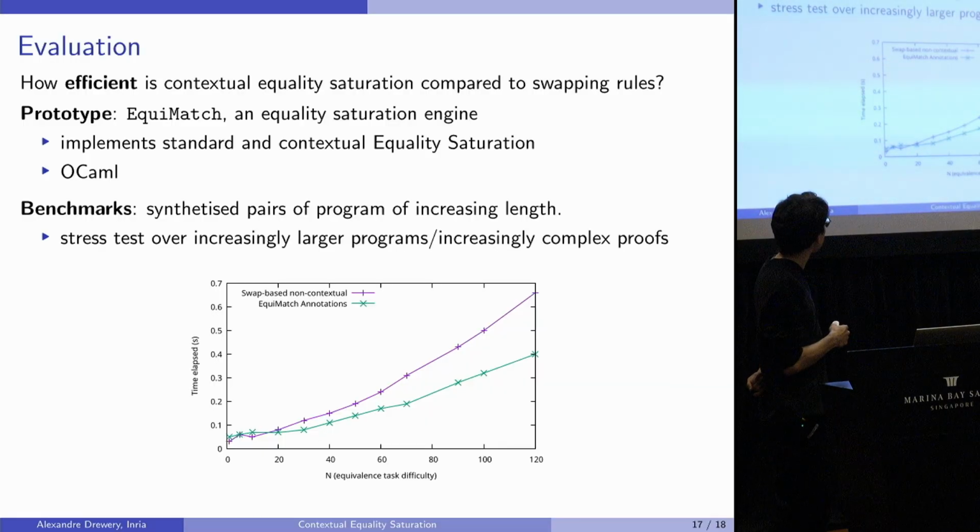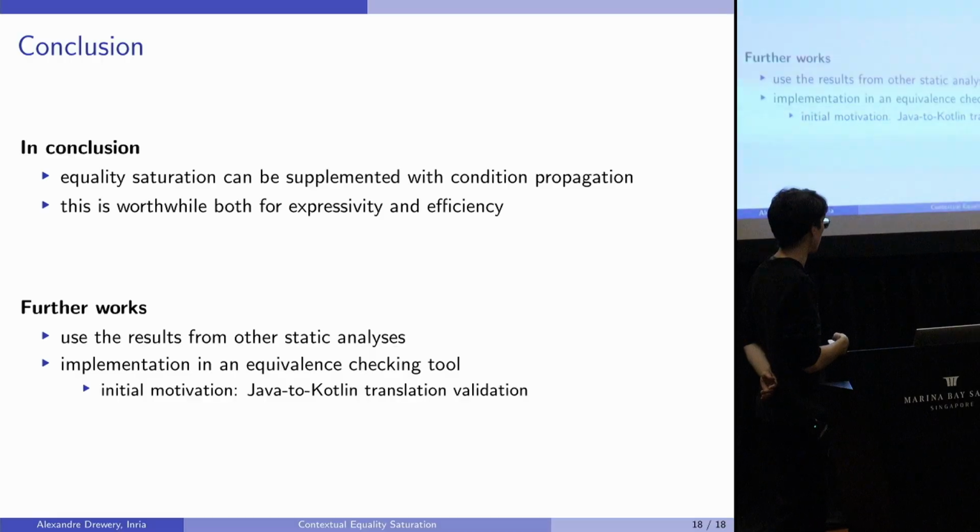So a word about this evaluation, maybe. We made a prototype of equality saturation that implements both standard strategies and the contextual strategy we detailed in here. We tried it on synthesized benchmarks of increasing complexity to solve. Maybe the source is increasingly far from the target. Maybe you need to apply standard rules before you can apply your contextual rules. And we found that overall, contextual equality saturation was about 30% more efficient than the standard swapping rule-based approach.